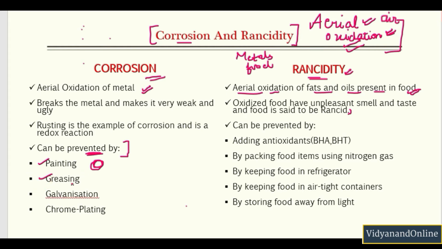Okay, so oiling and greasing is another way, with the help of which you can prevent the air and moisture from coming in contact with the iron object. Next is galvanization. So what is galvanization? It means to coat the iron object with the zinc metal.